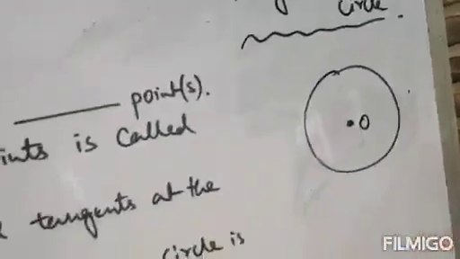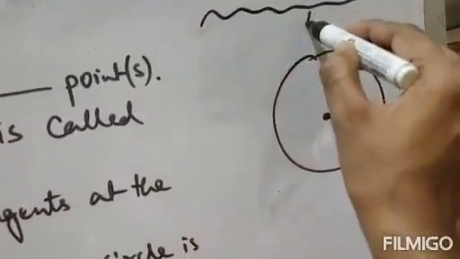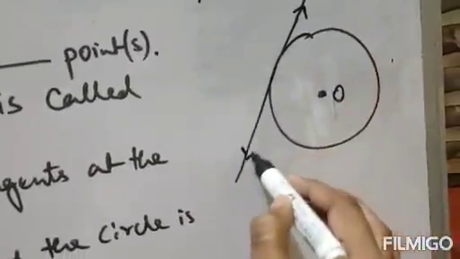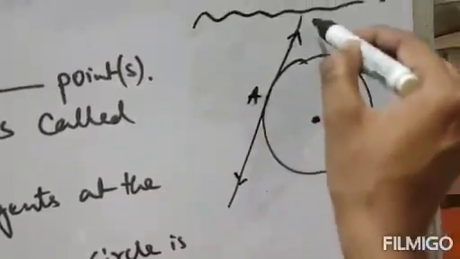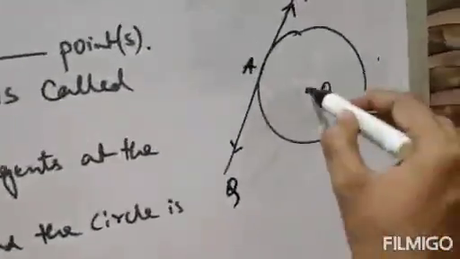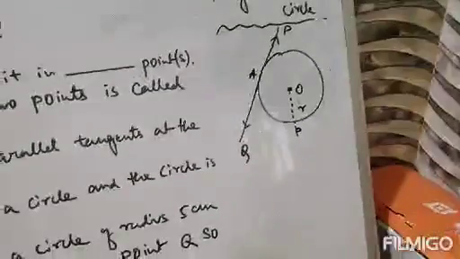O is the center of the circle, and a line segment PQ just touches the circle at one point, which is termed as A. This is P and this is Q, and this is the radius of the circle. OP is the radius of the circle.